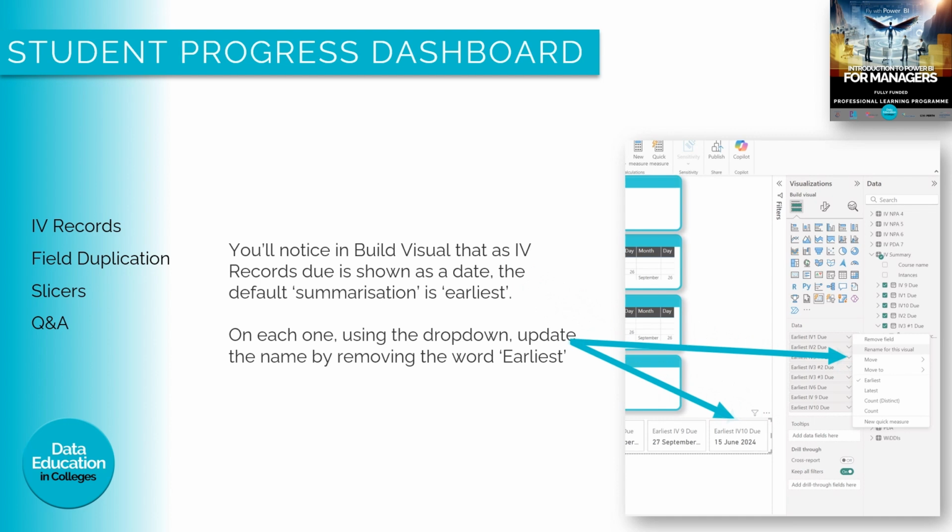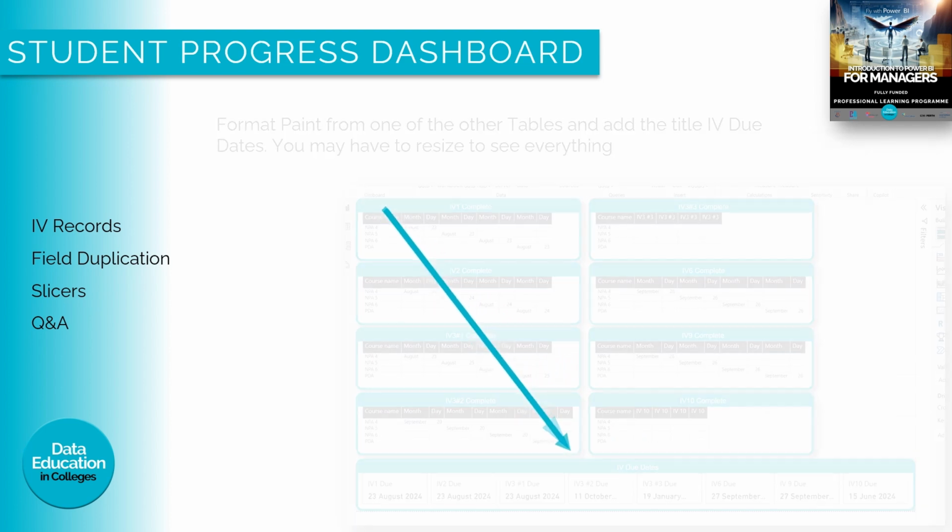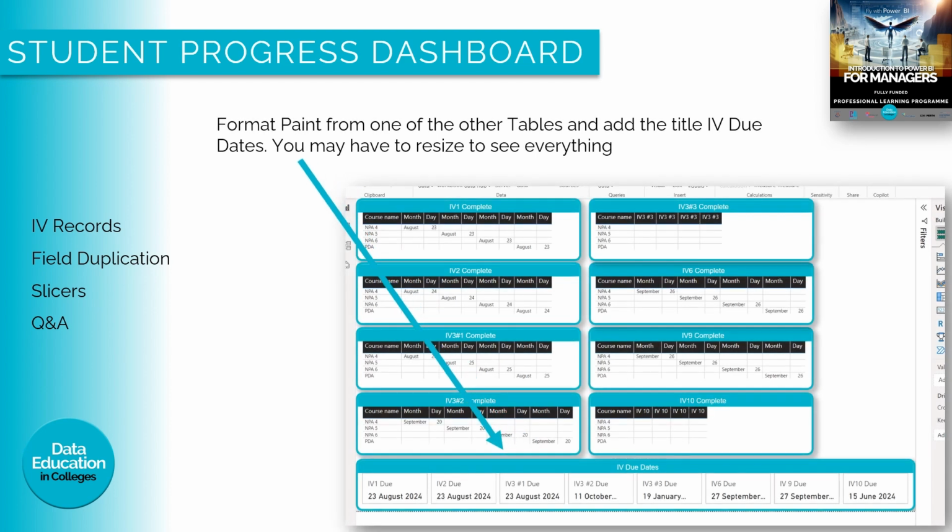And also, because it shows the date, the default is earliest. So just drop each one down, rename for this visual, and take away earliest. So it just says IV1 due, IV2 due, and so on. Format paint for one of the other tables and add a title, IV due dates. You might have to resize things a wee bit to make sure everything fits.